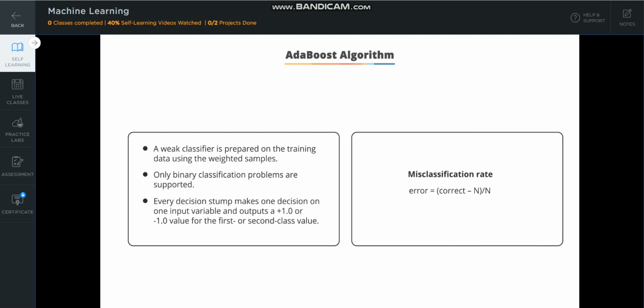The misclassification rate is calculated as error equals (correct minus n) divided by n. In the given equation, error is the misclassification rate. Correct is the number of training instances predicted by the model, and n is the total number of training instances. So let's understand the steps involved in this algorithm.